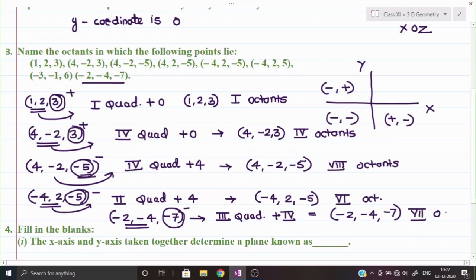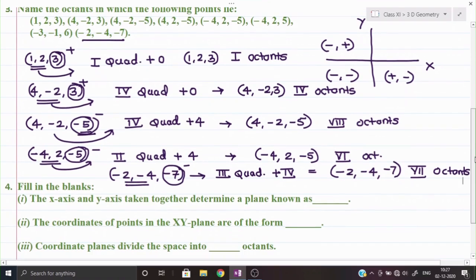Here remember, the name will come as an octant. Initially we are taking the help of the quadrant, and we are reaching the name of the octant. Now I think it is clear to you. You can easily find out the remaining points.